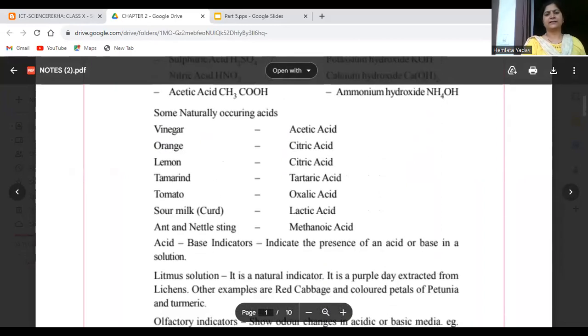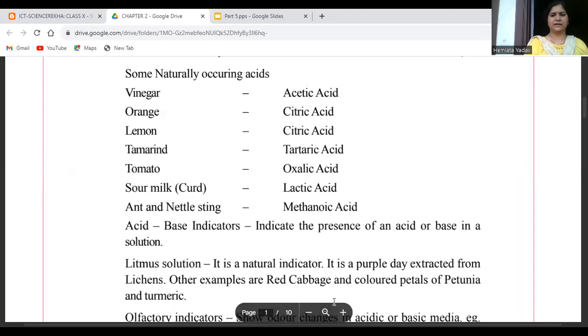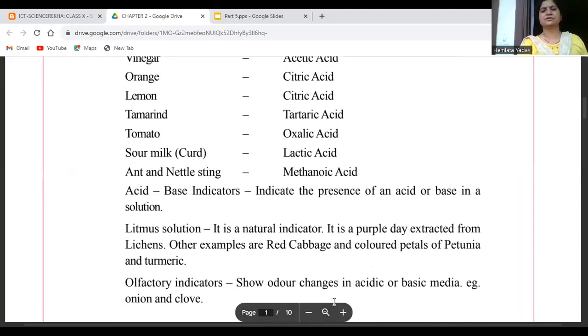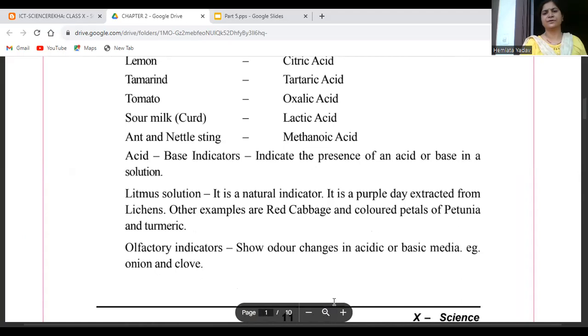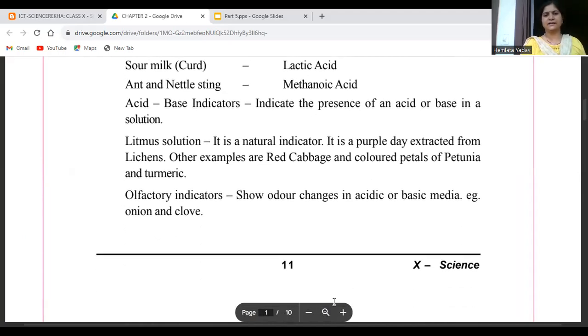Some naturally occurring acids are given. Vinegar is present in the acetic acid. Vinegar is the common name, acetic acid is the chemical name. Orange has citric acid, lemon has citric acid, tamarind has tartaric acid. Sour milk has lactic acid, and nettle sting has methanoic acid.